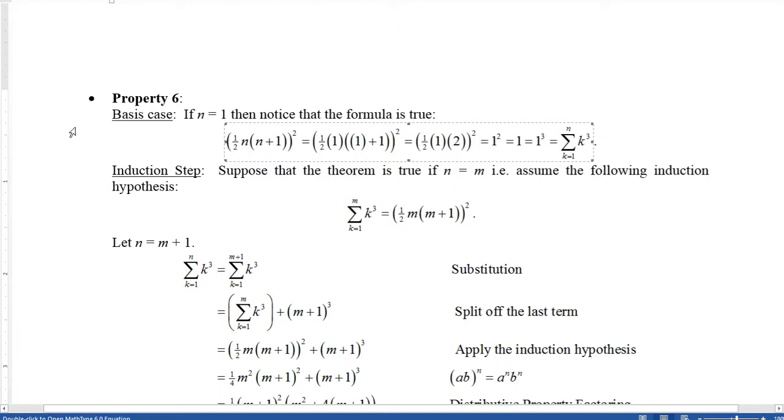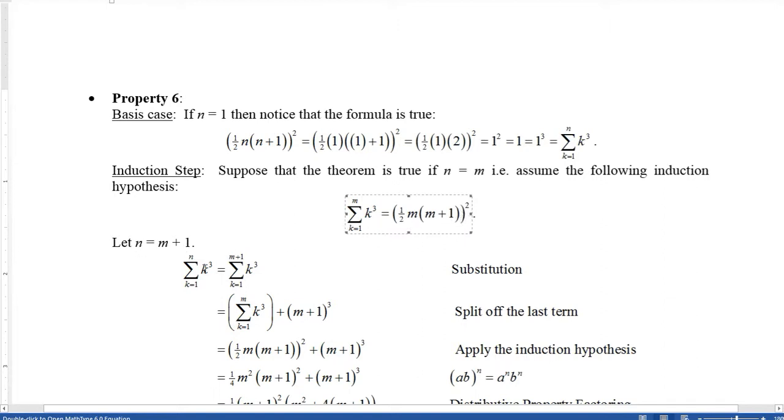So all of that's just another fancy way of saying 1. So the theorem is definitely true when n equals 1. Now the induction step is we suppose the theorem is true when n equals m. In other words, we assume this induction hypothesis that if we sum from k equals 1 to m of k cubed, we get 1/2 m times m plus 1, whole thing squared.